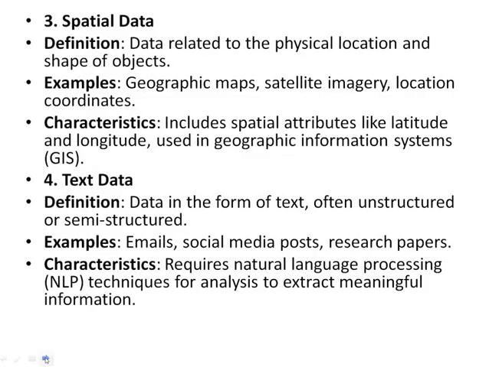Spatial data. In definition, we have data related to the physical location and space of objects. For example, geographical images, satellite images, and location coordinates. Characteristics include spatial attributes like latitude and longitude, used in geographic information systems.